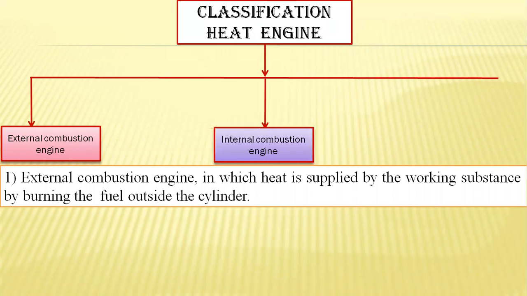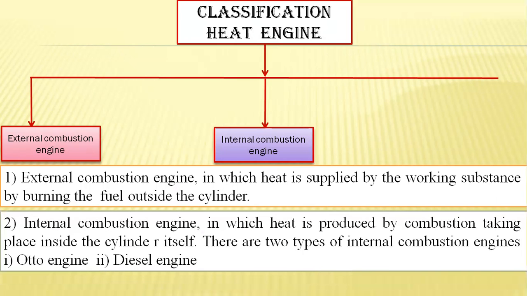The second one is internal combustion engine. Internal combustion engine is an engine in which heat is produced by combustion taking place inside the cylinder itself. There are two types of internal combustion engines. First one, Otto engine and second, diesel engine. Third category is gas turbine.